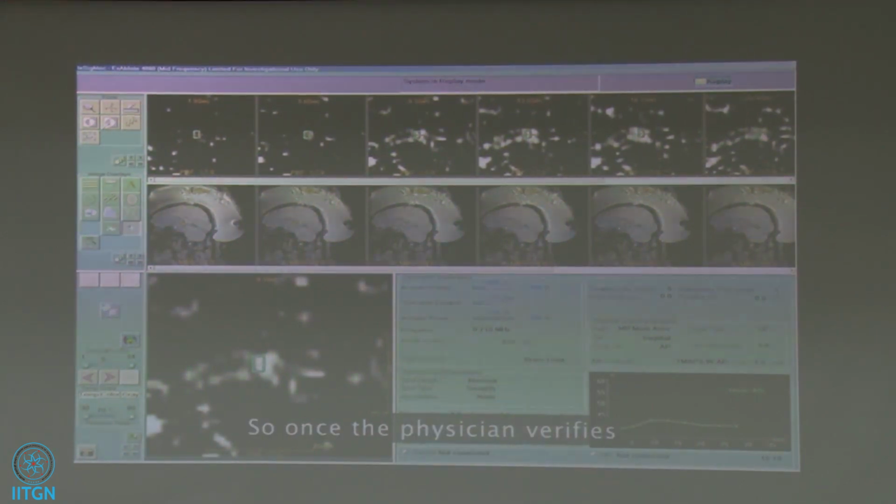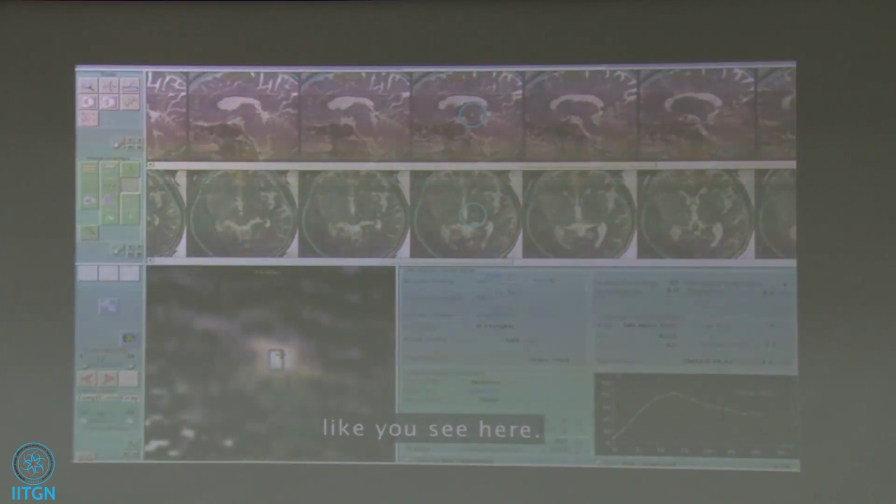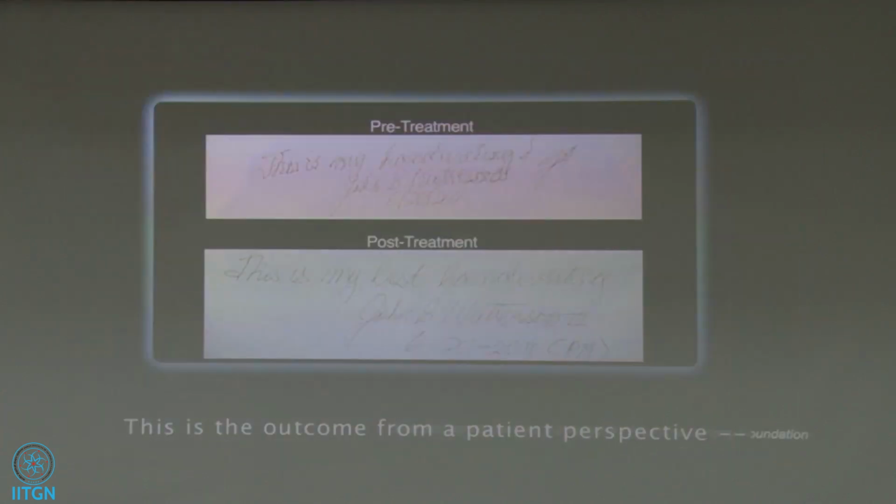So once the physician verifies that the focal spot is on the target that he has chosen, then we can move to perform full energy ablation, like you see here, and you see the temperature rises to like 55 to 60 degrees. If you do it for more than a second, it's enough to basically destroy the tissue cells. This is the outcome from a patient perspective. Same day after the treatment, okay? This is an immediate relief.